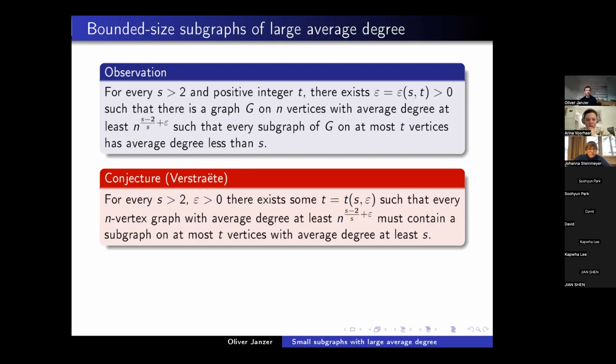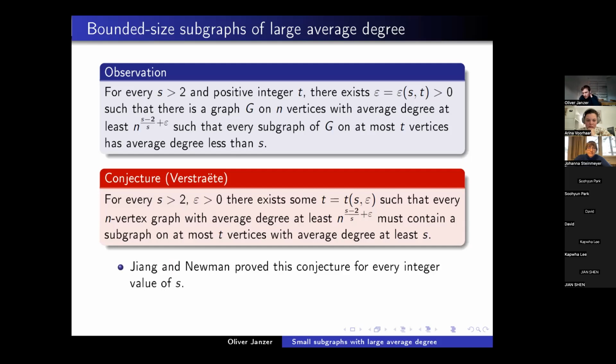And it led Verstraete to conjecture that that is enough. So once you have average degree n to the (s-2)/s plus epsilon, then you can find a subgraph on a bounded number of vertices with average degree at least s, where how small the subgraph is depends on epsilon, of course. It follows from the previous observation that it has to depend on epsilon.